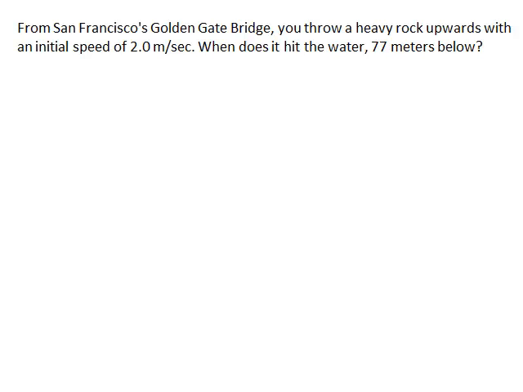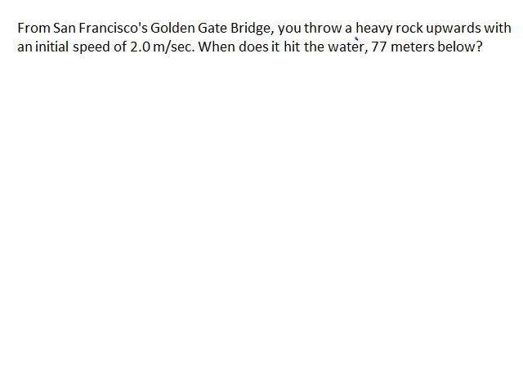From San Francisco's Golden Gate Bridge, you throw a heavy rock upwards with an initial speed of 2 meters per second. When does it hit the water 77 meters below? Let's go ahead and extract the essential information from our problem.